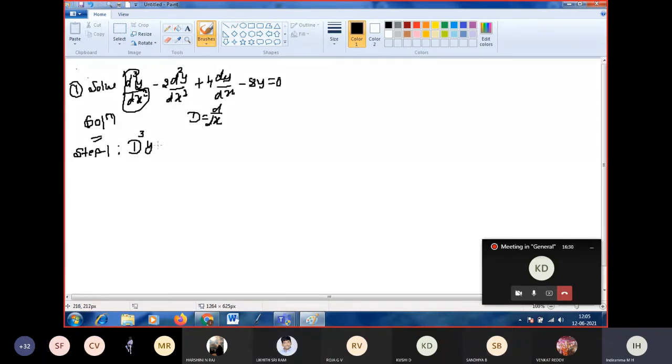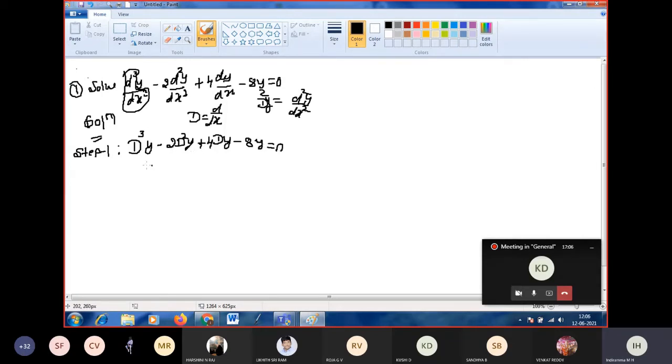into y, minus 2 into D square y. You should write y also. Plus 4 into D y, y should be there. See, D is d by dx. Dy means dy by dx, and D square y means d square y by dx square. Did you get it now? You should write y. Minus 8y is equal to 0.